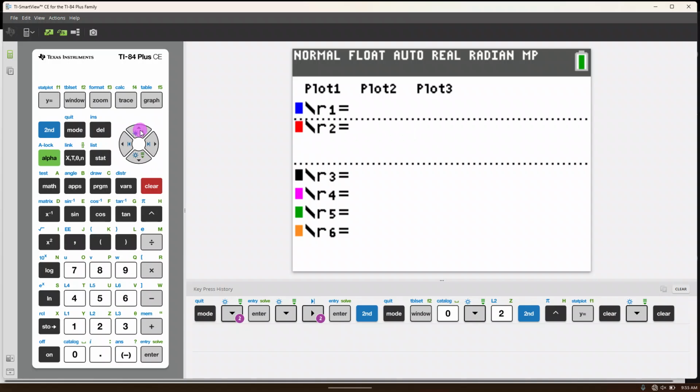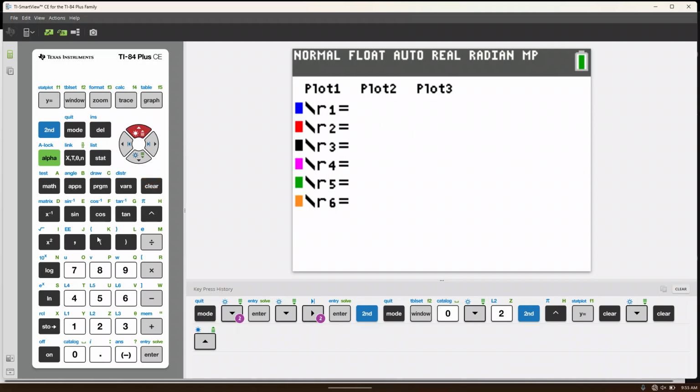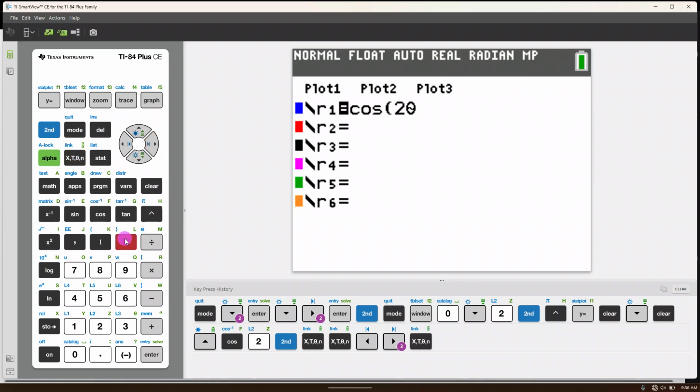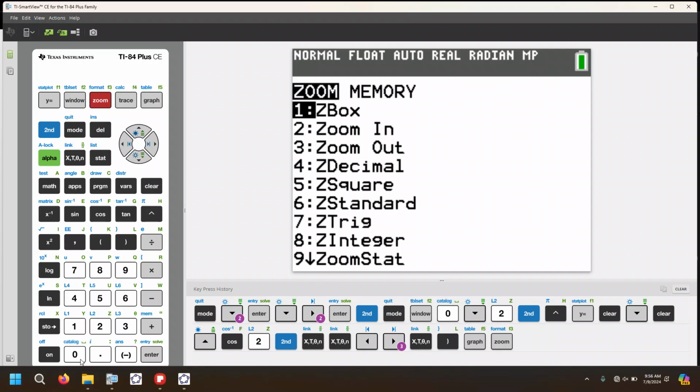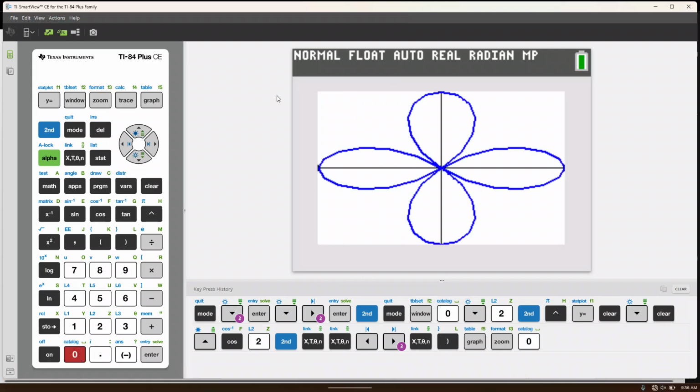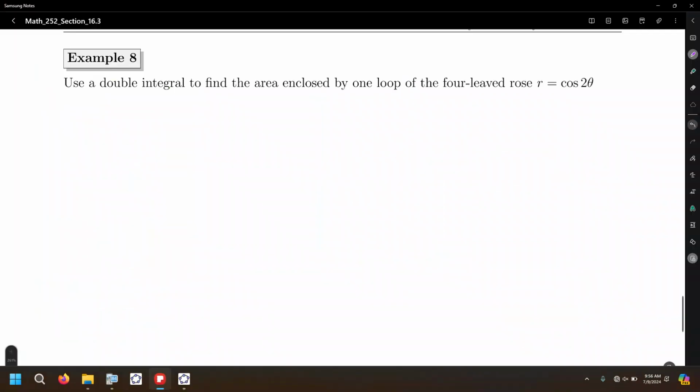Well, here I want to plot cosine 2 theta. And that's going to give us the four-leaf rose. All right, let me zoom in. Zoom fit. Yeah, so that's the graph we're looking for. Let me do it by hand on the notes.